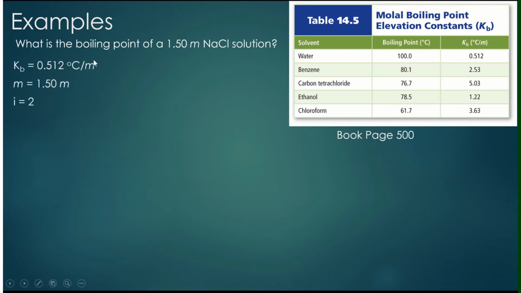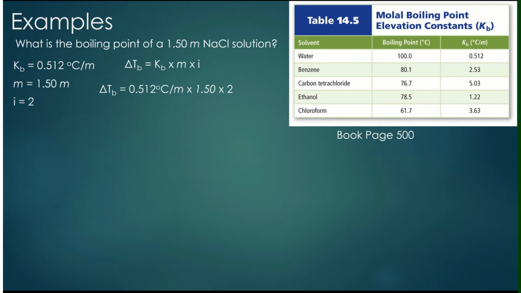Here's an example. What is the boiling point of a 1.5 molal sodium chloride solution? That's nice of them. They already gave us our molal, so we don't have to do any conversions with that. So our Kb, 0.512, molal 1.5, and then keep in mind NaCl, the Van't Hoff factor is 2, 1 Na plus and 1 Cl negative.